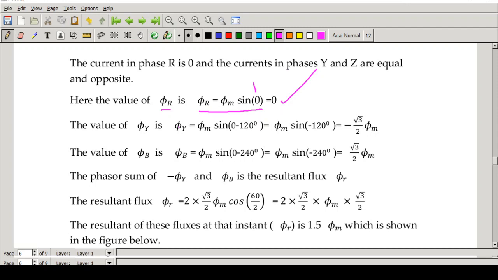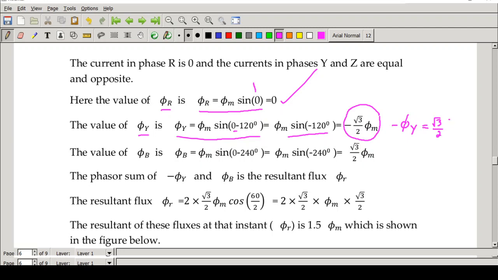Now what is the value of phi y? What is the equation for the flux in the yellow phase? Phi y is equal to phi m sine (omega t minus 120). Here omega t I put as 0. So it is sine of minus 120, and I get minus root 3 by 2 phi m. In order to calculate the magnitude, we have to take the positive value. So since phi y is negative, I will take minus phi y. Phi y is equal to minus root 3 by 2 phi m, so minus phi y will be root 3 by 2 phi m.